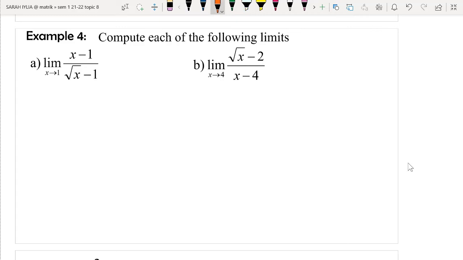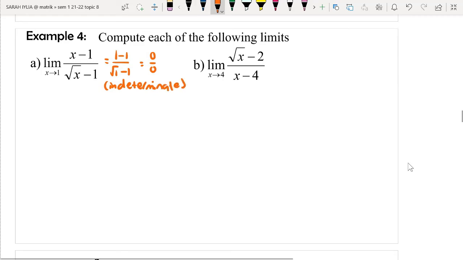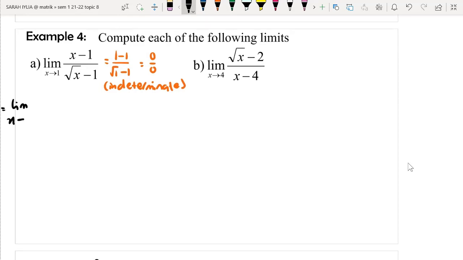Contohnya, limit of (x minus 1) over (√x minus 1). If we substitute, we get (1 minus 1) over (√1 minus 1). Clearly, it's 0 over 0 lah kat situ kan. So, lagi sekali saya tulis besar-besar ni. It's indeterminate. Okay, since we have a surd, kita multiply conjugate surd tu. Alright, so now we have the limit as x approaches 1 of (x minus 1) over (√x minus 1).